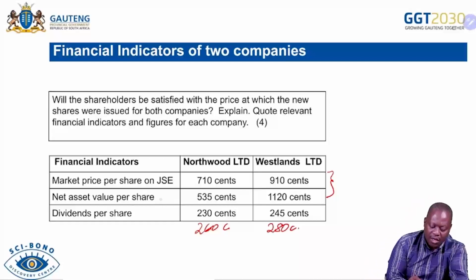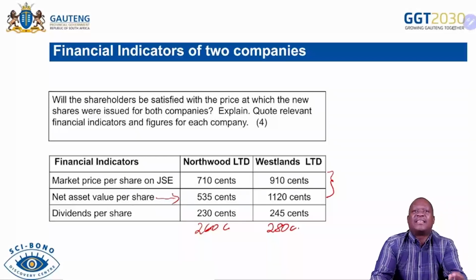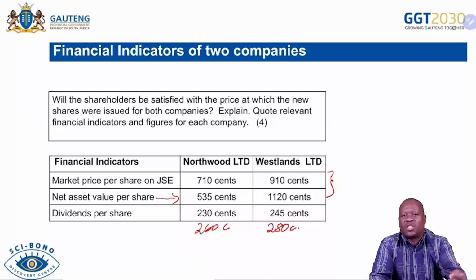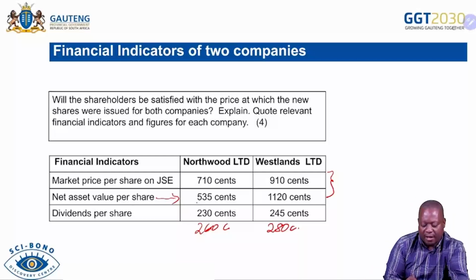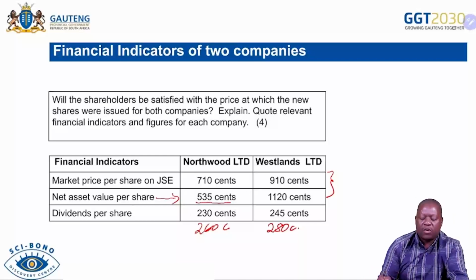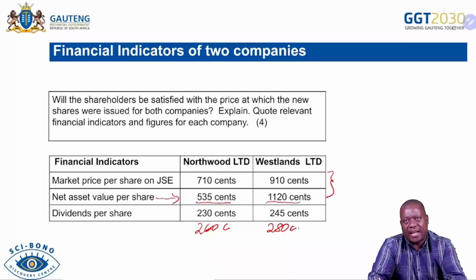And then we also need to check the net asset value per share. How much is the value? The value of the asset that the share contributes into the company. So in this case, the net asset value is 5 Rand 35 for Northwood and 11 Rand 20 for Westland Limited.